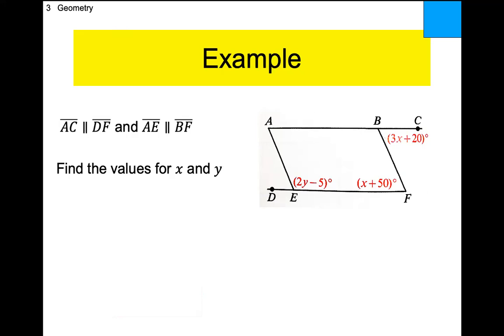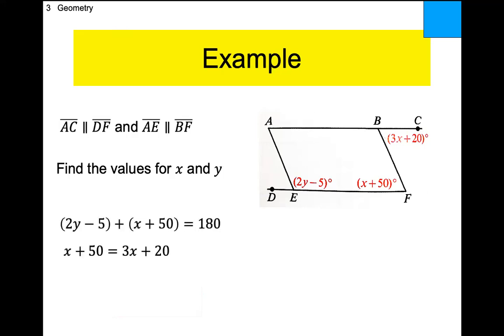X plus 50. What does that mean? Their measurements are the same. So I could write X plus 50 is equal to 3x plus 20. Stay with me. What's the second statement I could write? Supplementary. So we're not going to write x plus 50 equals. We're going to write, what does that mean if they're supplementary? So what am I going to write? There are my 2 statements.